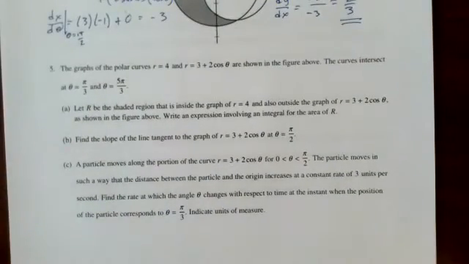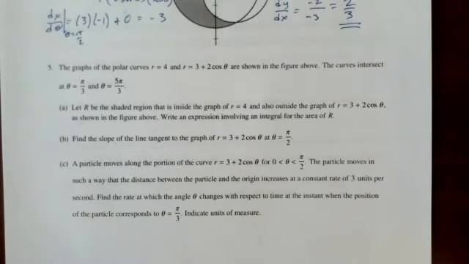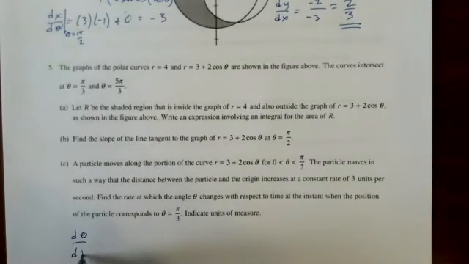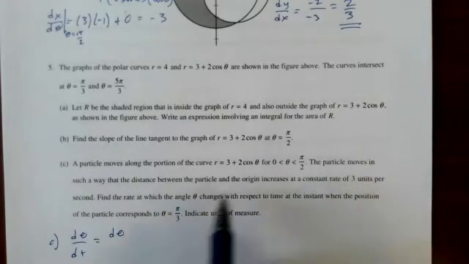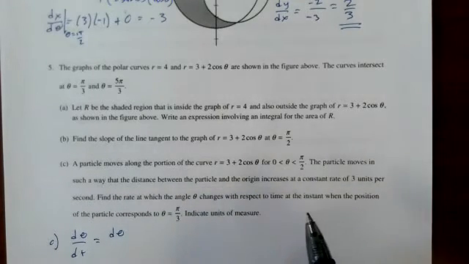Last but not least, a particle moves along the portion of the curve in such a way that the distance between the particle and the origin increases at a constant rate, a related rate, 3 units per second. Find the rate at which the angle theta changes with respect to time. This seems very weird. I just did one of these recently, and I know they want this nonsense. I want d theta dt. Let's see, the distance between the particle and the origin, that's r.